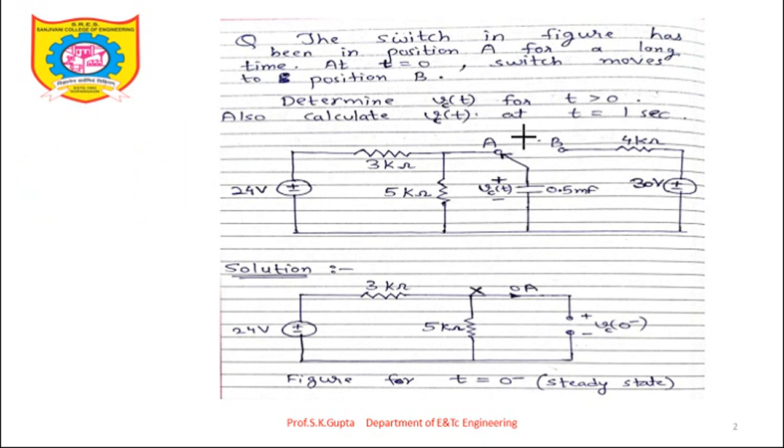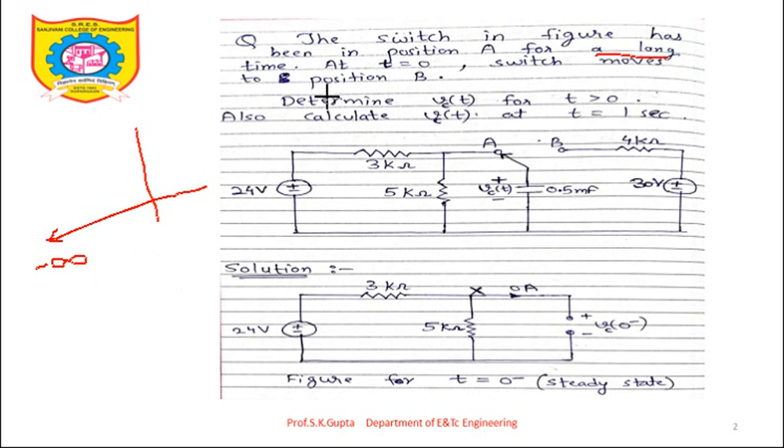First we will try to find out the initial value. After switching, what is the initial voltage, that we will find out. At t equal to minus infinity, the circuit was in position A, and it is in position A for a long time.